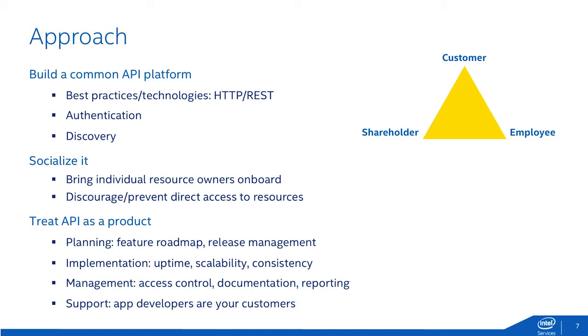So you need to bring the individual resource owners on board. They need to be convinced that it's beneficial for everybody to participate in this platform, and that there's a common set of policies that protect the resources that these departments may be responsible for. And you really need to discourage and even prevent direct access to these systems, because the whole point of having an internal API is to have that layer of indirection between the application and the individual resources that it uses.